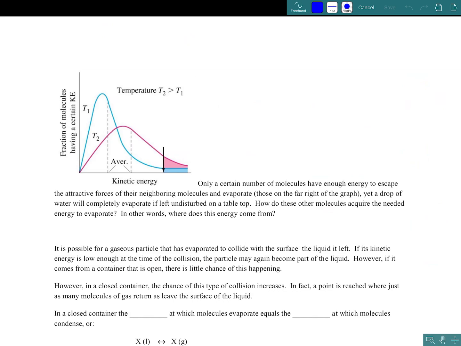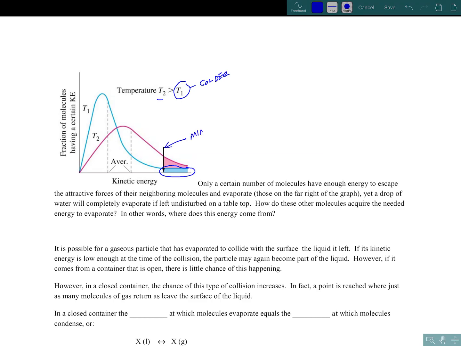Let's take a look at this graph. So let's look at the blue line first. T1 is a colder temperature. You can see T2 temperature is greater than T1. So this is a colder temperature than T2. And so on the blue line, we have molecules with a certain average kinetic energy. Some of those have a high kinetic energy. In fact, some of them have enough kinetic energy that, if they were on the surface, they could actually leave and become a vapor.